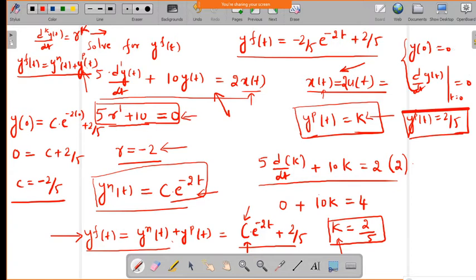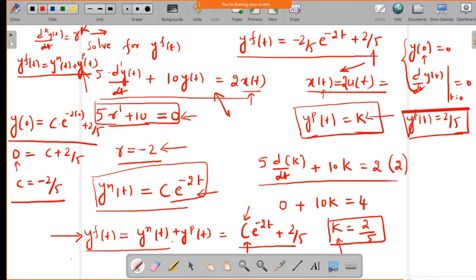Now take t equal to 0, because if you put t equal to 0 here, you will get the initial condition, which is 0. So if you put t equal to 0 in this equation, you get y of 0 equal to c into e power 2 into 0, plus 2 by 5. Now if you put the initial condition, which is 0, you will get the value of c. Substitute this value of c here, and you will get the final solution of the forced response, which is given by y_f of t equal to minus 2 by 5 e power minus 2t plus 2 by 5.